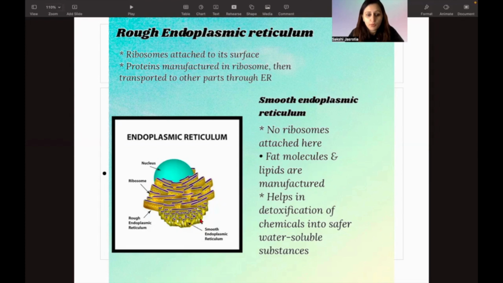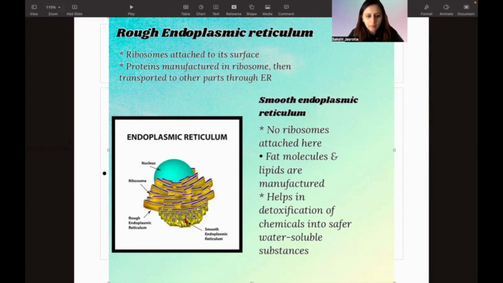There are no ribosomes present here in SER. So then what function do they play? They play the function of fat molecule and lipid manufacturing, right? So lipids and fats are manufactured here, and it also helps in detoxification of chemicals into safer, water soluble substances. So this is the main work of SER, to manufacture fat and lipids, while the work of ribosomes is the synthesis of protein, which are present in RER, and in SER they are lipids and fats.